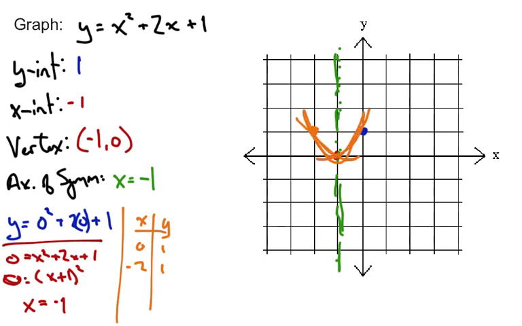If we want more points, pick more points. So pick 1 and plug it in. 1 squared plus 2 times 1 plus 1, that's going to be 4. And if we go 2 units to the left of our vertex, that'll give us an x-coordinate that's -3, but it would be the same y-coordinate because of that symmetry. We start to get a more complete picture of what our parabola would look like.